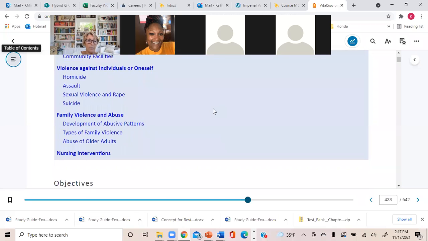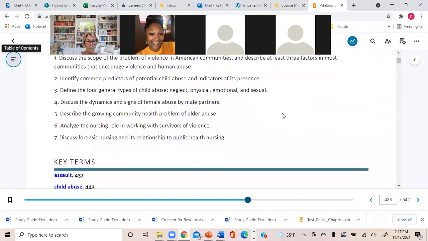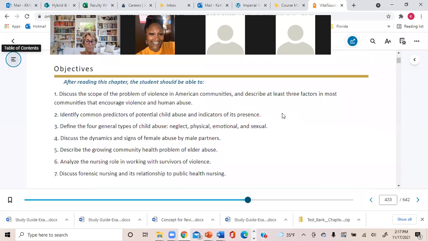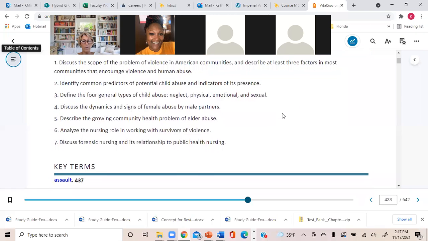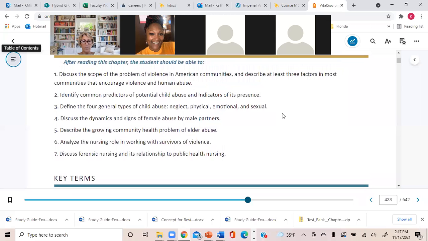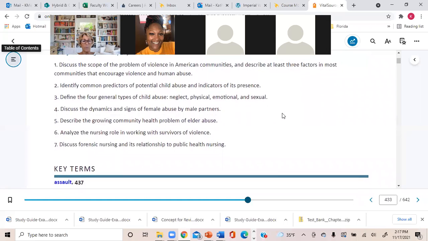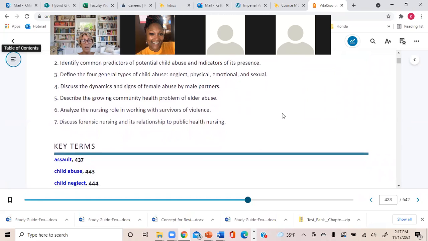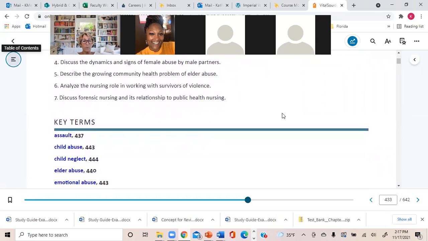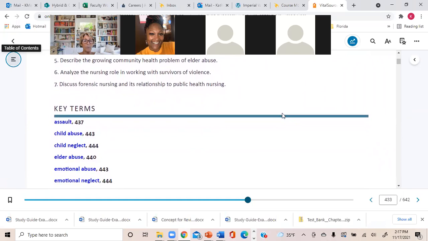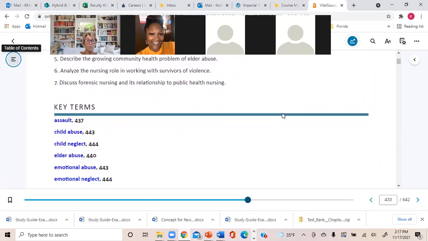Okay, so here's your outline we just went through: work, education, media. Violence against others or oneself. How does it look? Family violence. Our objectives: define 4 general types of child abuse. It's in the chapter here: neglect, physical, emotional, sexual. Describe the dynamics and signs of female abuse by male partners. Elder abuse, the increase of elder abuse in our communities.